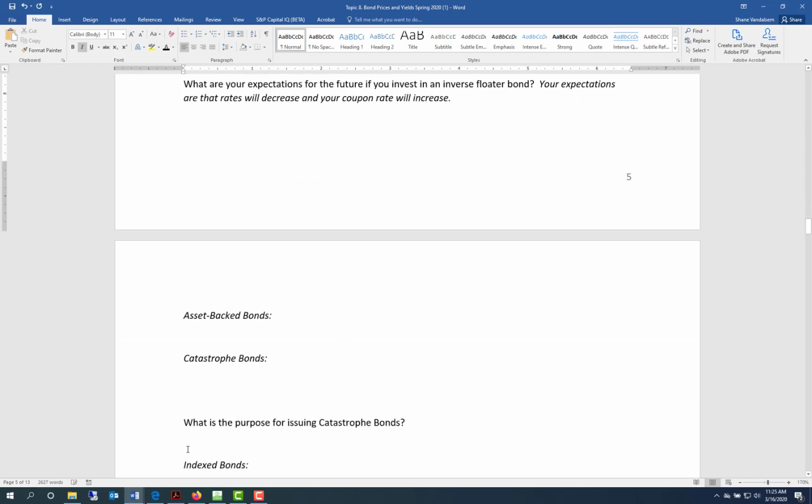So that will give you a higher coupon payment for your bond. Another type of bond is an asset-backed bond. These are bonds that are backed with a security interest in assets. Some examples of asset-backed bonds are mortgage-backed bonds.